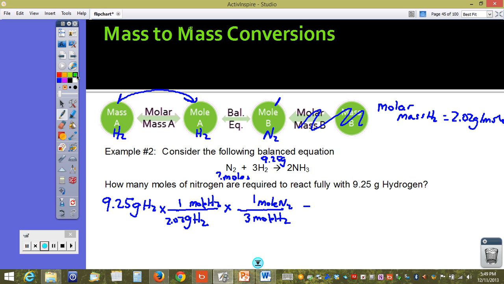What can cancel out? My grams of hydrogen are the same on the top and the bottom, they're gone. Moles of hydrogen can also cancel out. And to do my calculation, I am going to do 9.25 times 1 times 1 divided by 2.02 divided by 3, which gives me an answer of 1.53 moles of nitrogen. 3 sig figs, because there's 3 here and 3 here.